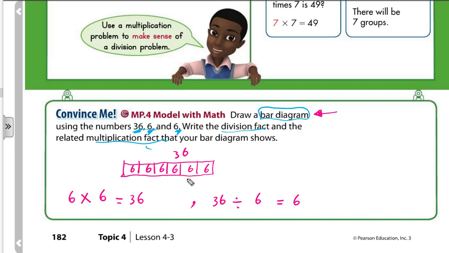And guys, finish drawing and writing quickly. And now to explain to you, this is the bar diagram, and down here we have the division fact. This one is the division fact, and this is the multiplication fact related to the division fact in the same fact family.